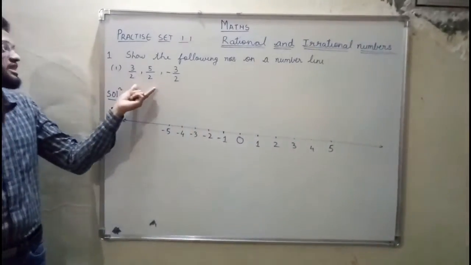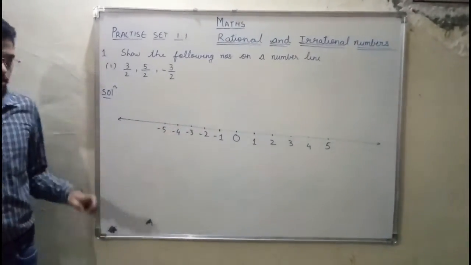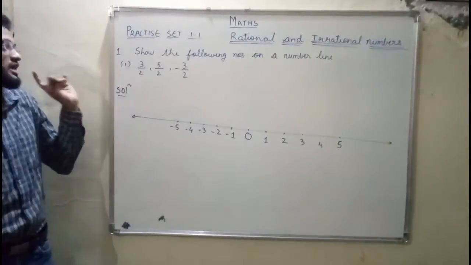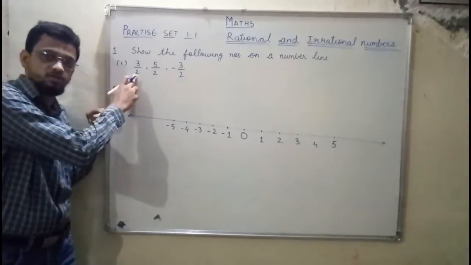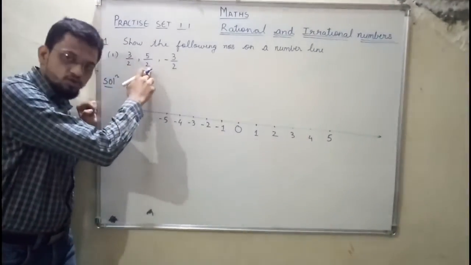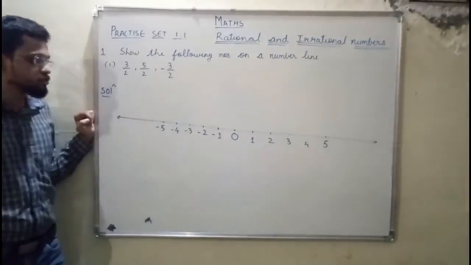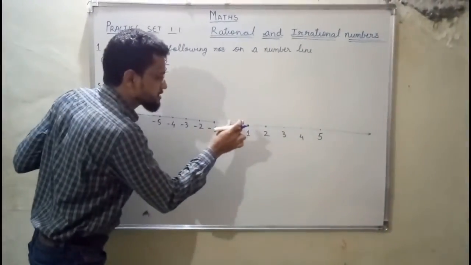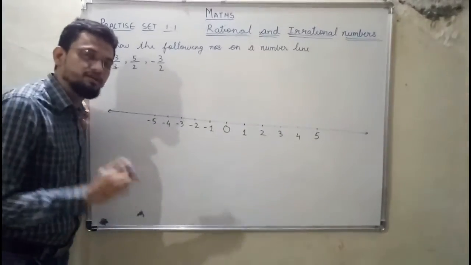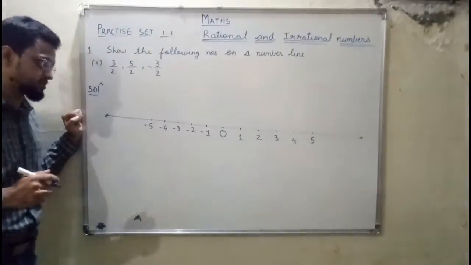We have to place these numbers on this number line. So first we'll see the denominator. The denominator of the first number is 2, the second number is also 2 and the third number is also 2. So between each section of the number line we will divide it into two equal parts.